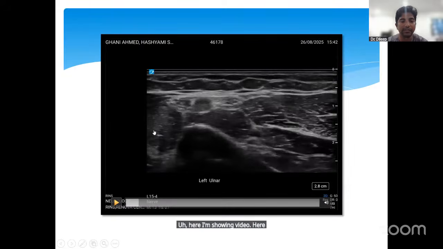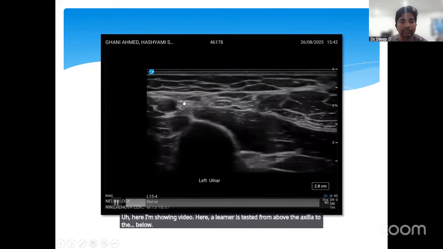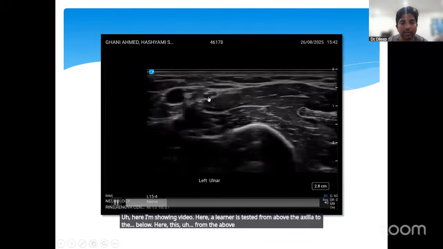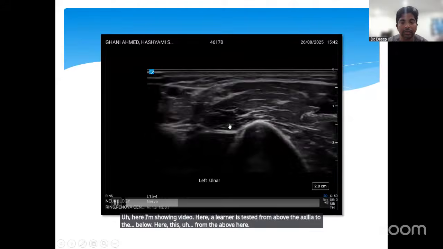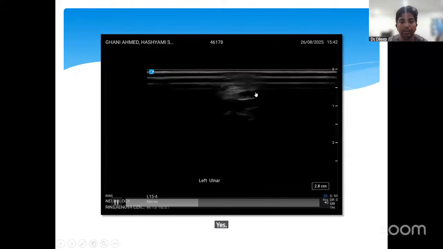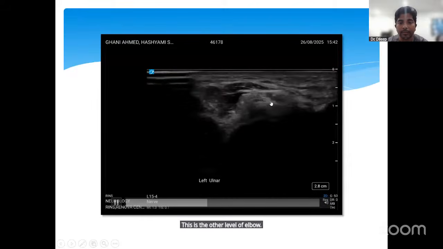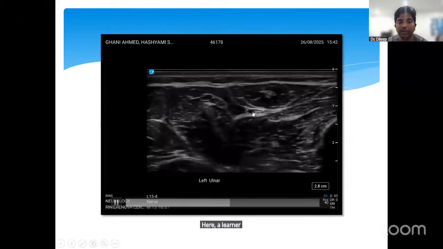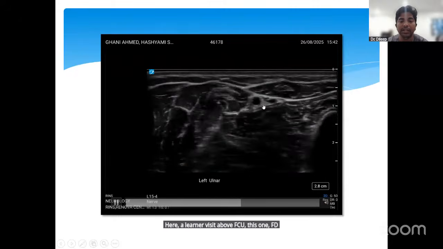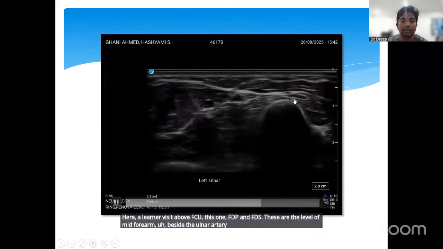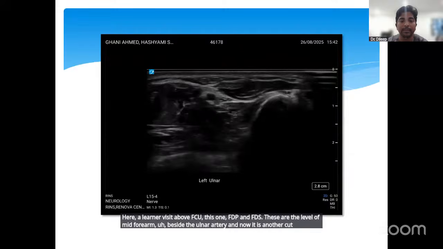Here the ulnar nerve is traced from above the axilla to below. Here this ulnar nerve is from above. This is at the level of the elbow. Here the ulnar nerve is above the FCU, and this one is FDP and FDS. This is at the level of mid forearm beside the ulnar artery, and now the ulnar cutaneous branch is also given.